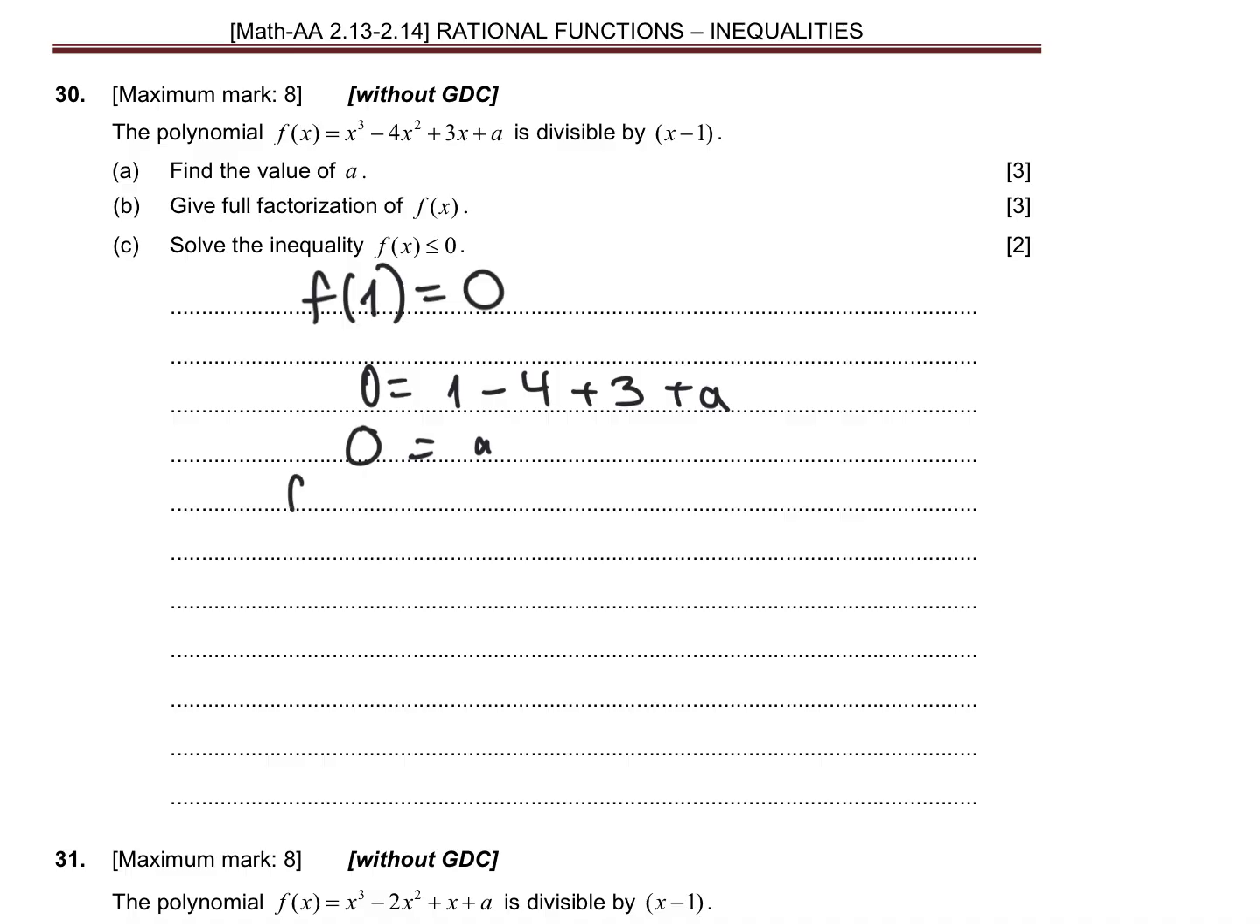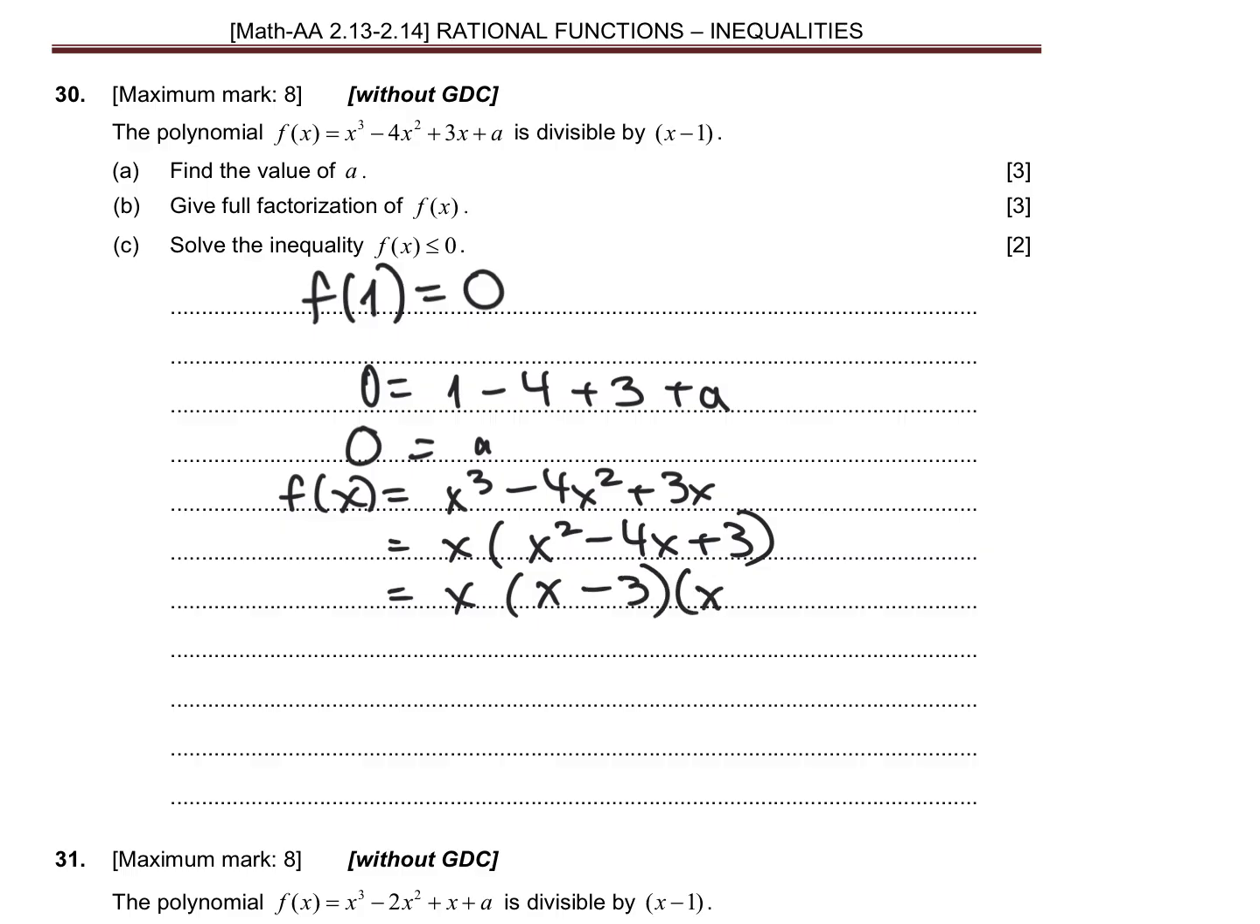So we're going to have now f at x is x cubed minus 4x squared plus 3x. And we can factor out an x. So x squared minus 4x plus 3. And we have x minus 3, x minus 1. So that's b. And solve the inequality that less than 0. So we want this less than or equal to 0.